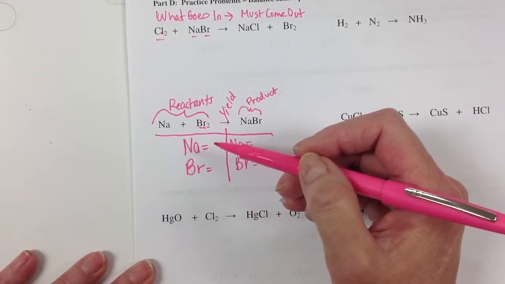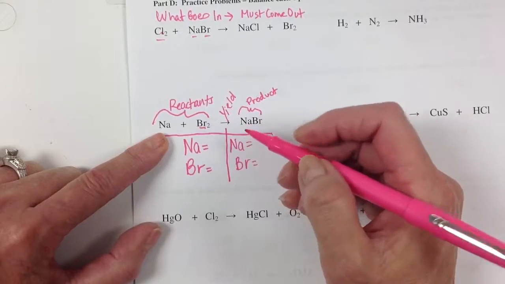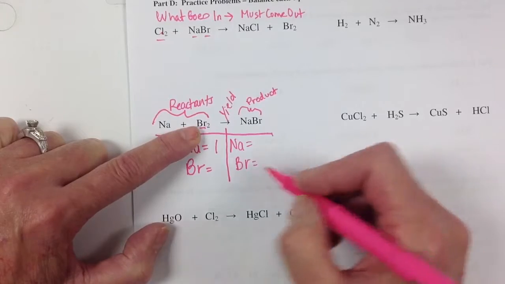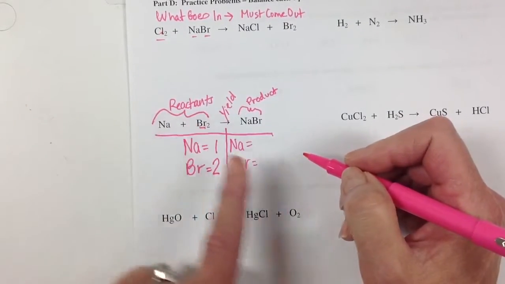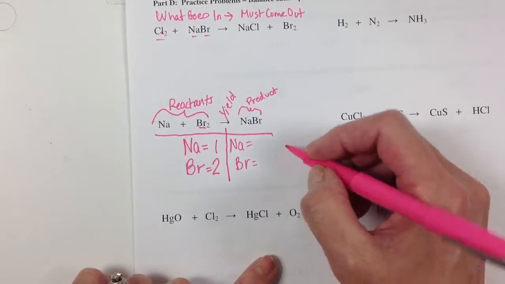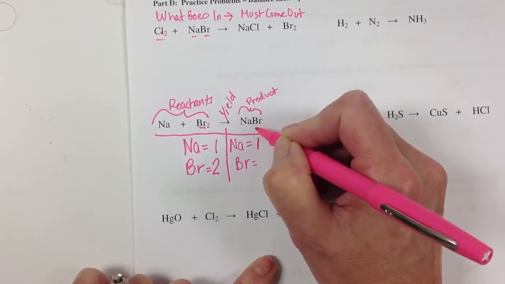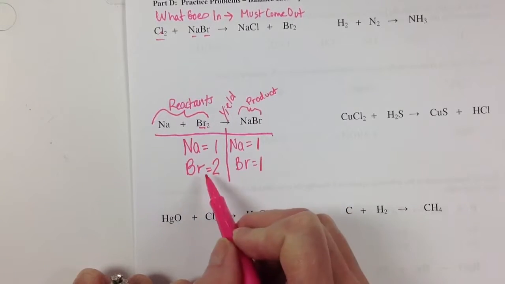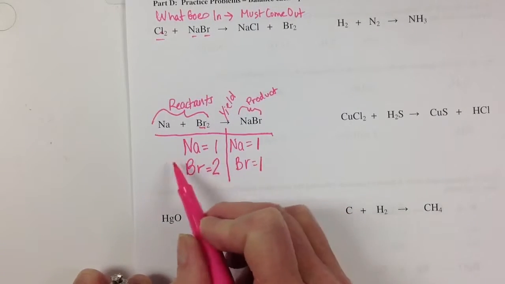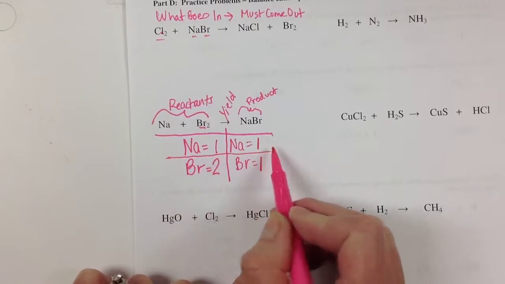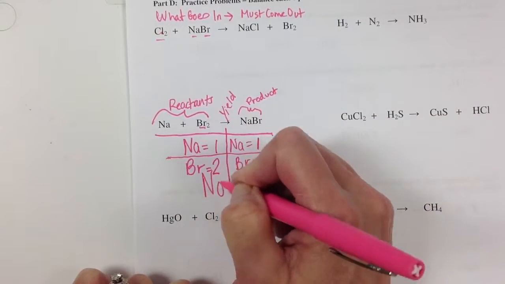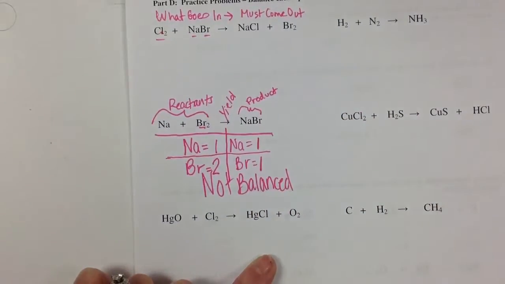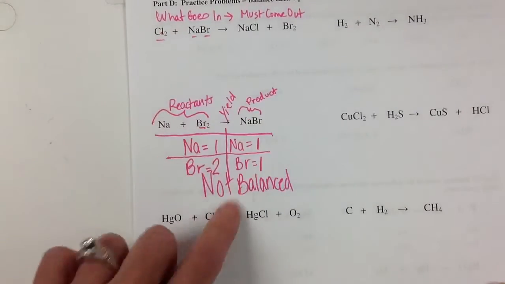And then we're just going to count. So how many sodiums do we have? We have one atom of sodium. And how many bromines, Br, do we have? We have 2. All right, on the product side, how many Nas do we have? Well, there's only 1 here. How many bromines? Only 1. These are equal, but these are not. So as soon as something is not equivalent across the equation, it is not balanced. In other words, this does not represent a true chemical reaction, so this could never happen in the lab.